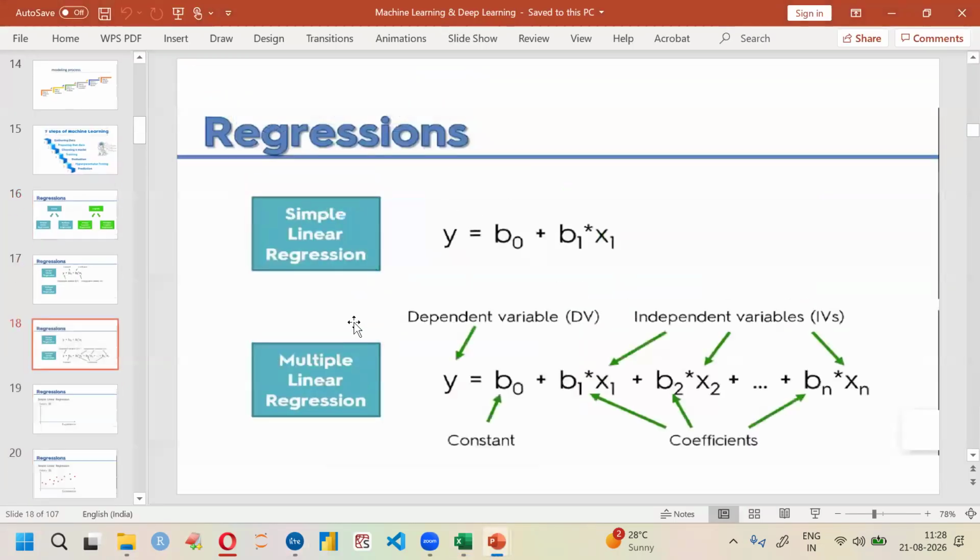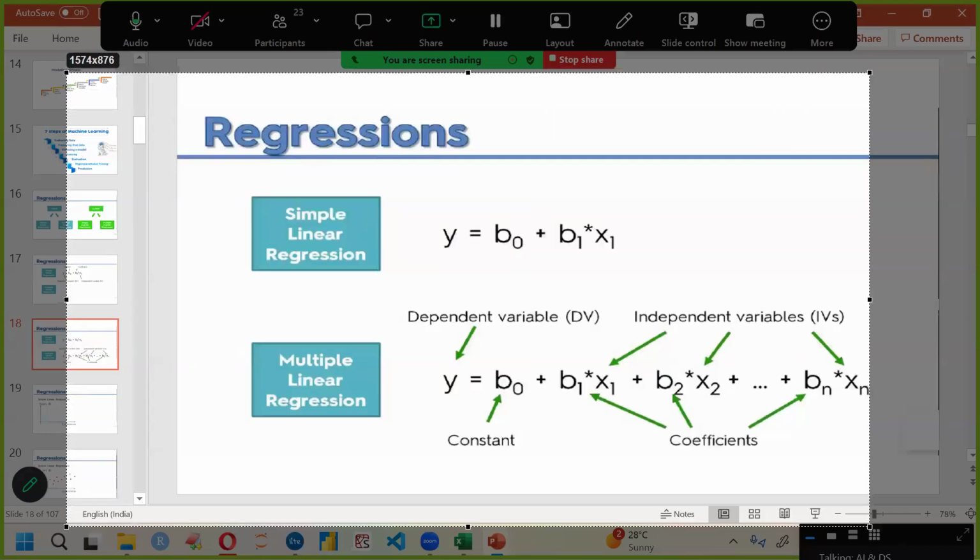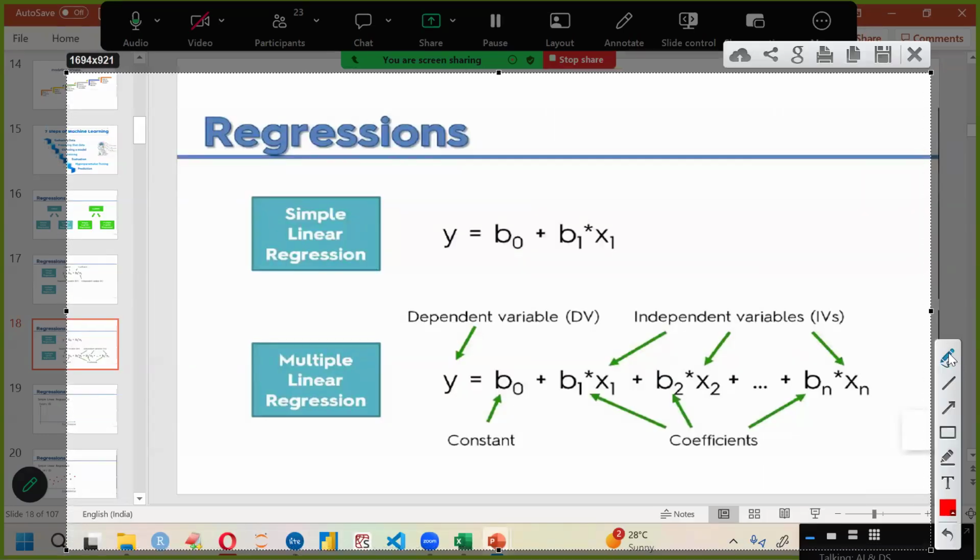Before going to that, let us try to understand this equation. We have an equation of a straight line. The equation of a straight line is y = mx + c, and this equation is similar to that one. If you take simple linear regression, we have the formula y = b0 + b1 * x1.